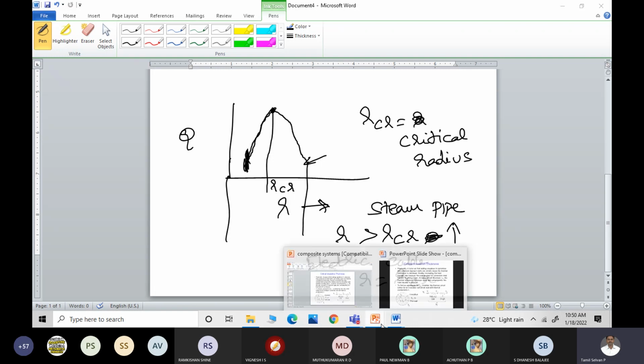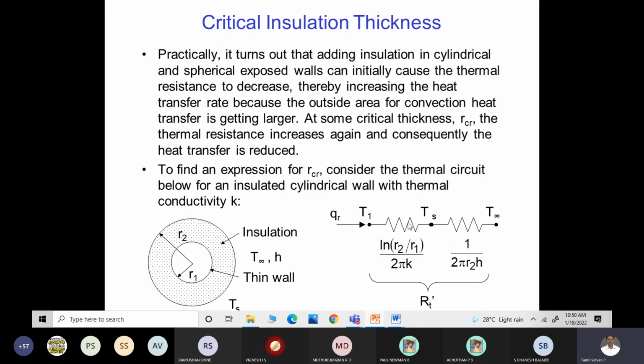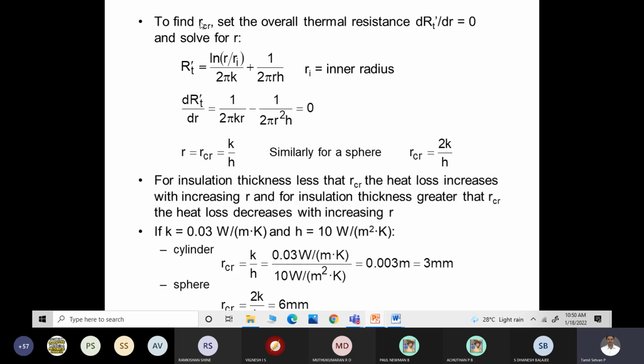To get the expression for this critical radius, we know that we have the overall thermal resistance, and we calculate dRt by dr equal to 0. Then dRt by dr equals 1 by 2 pi k r minus 1 by 2 pi r squared h, equal to 0, or r equals k by h, which is the critical radius. For a cylinder, the critical radius is k by h. For a sphere, it is 2k by h.